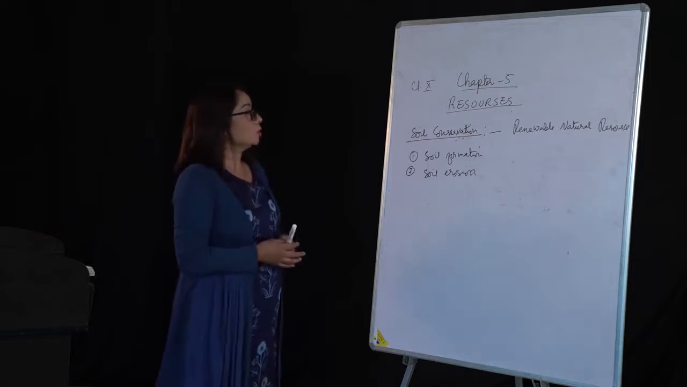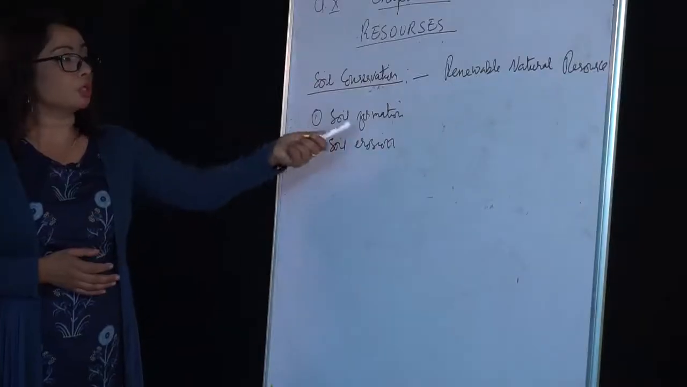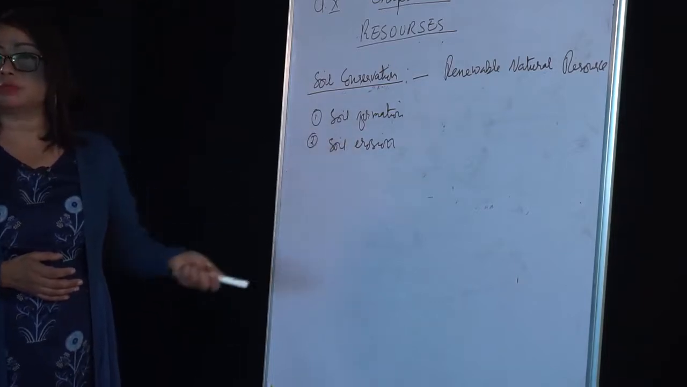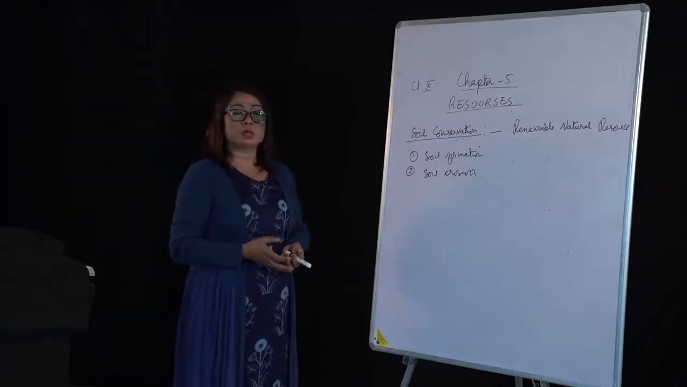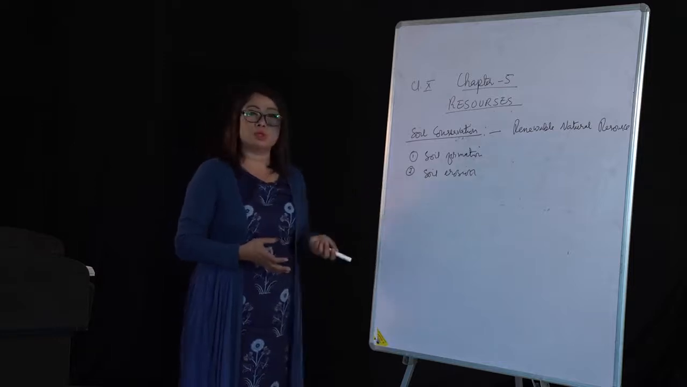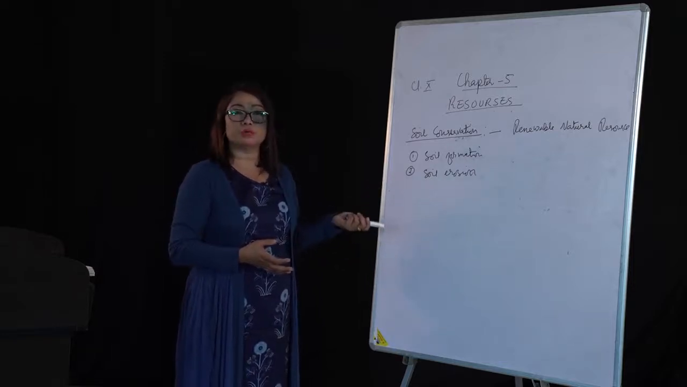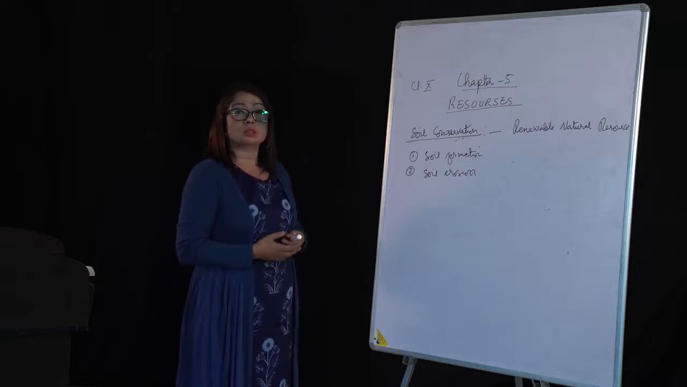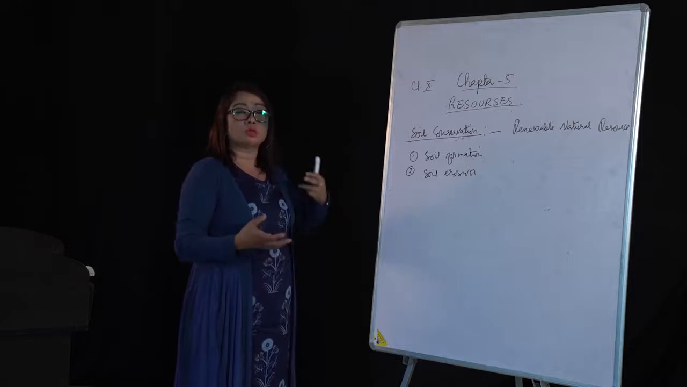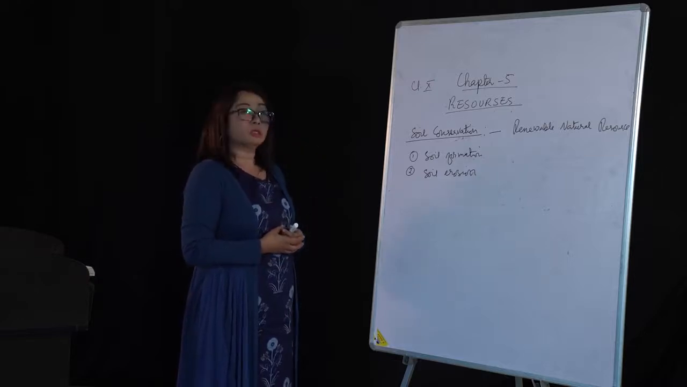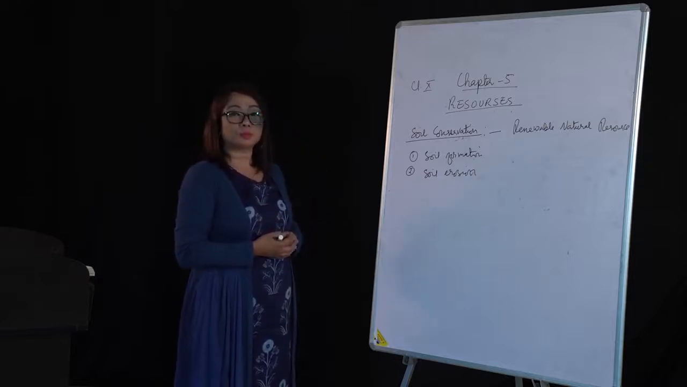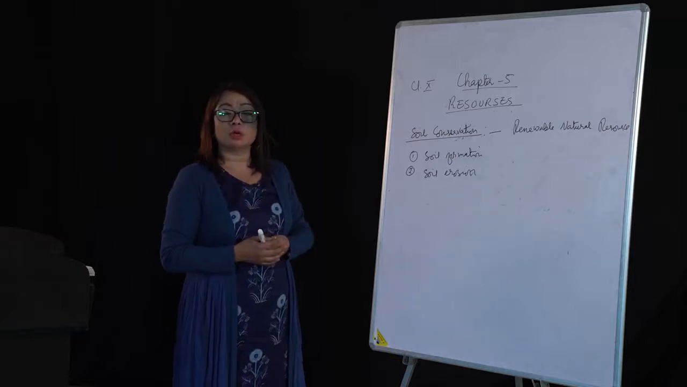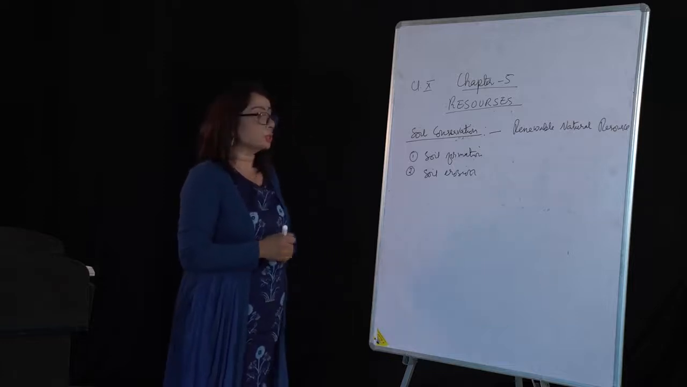I repeat, soil formation and soil erosion, these two processes take place simultaneously at the same time in nature, and normally there is a balance between the two, but sometimes due to human interference like deforestation, mining, overgrazing and construction, and also natural processes, this balance gets disturbed. And so we need to take measures to save or prevent soil erosion.